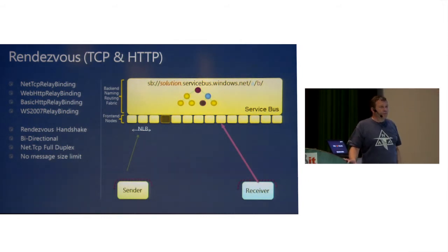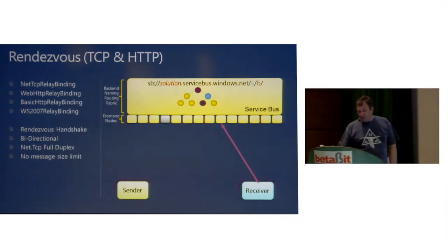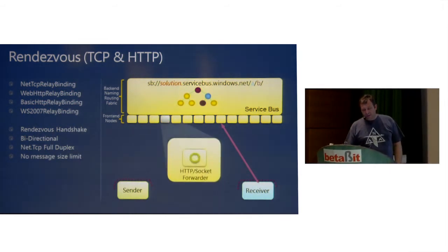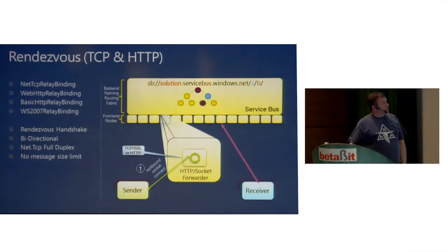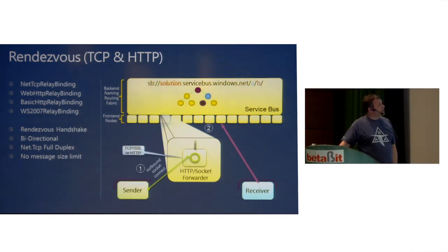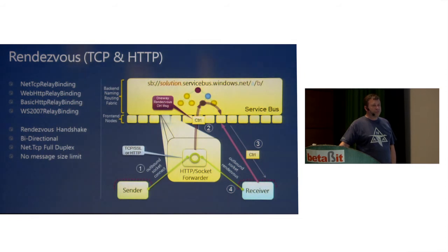We typically run with 32 of these front-end nodes in a scale unit. And we'll go and try to do a request. If there's no route to the desired receiver, what we'll do is we'll send a control message onto the naming fabric. The naming fabric will then forward that down that existing control channel, and the receiver will then rendezvous a socket with that machine at the front.